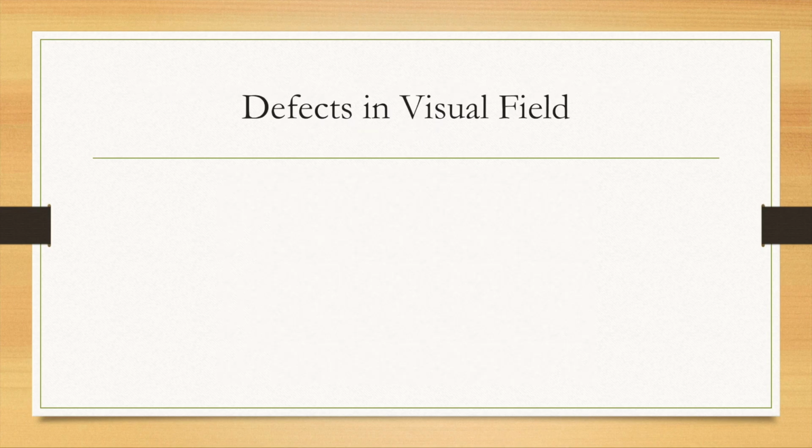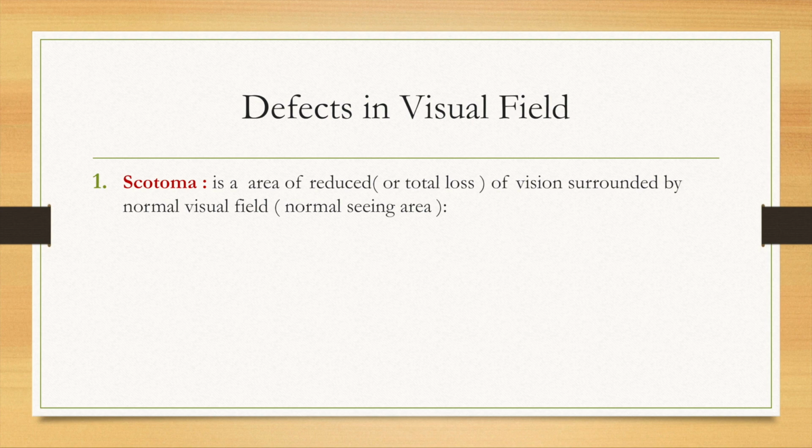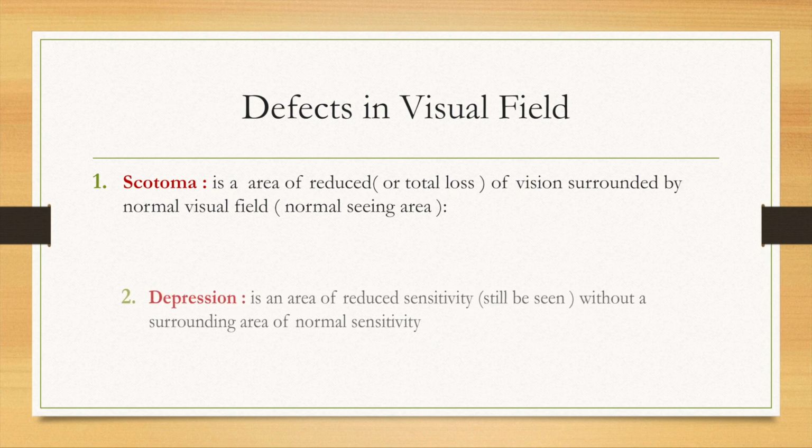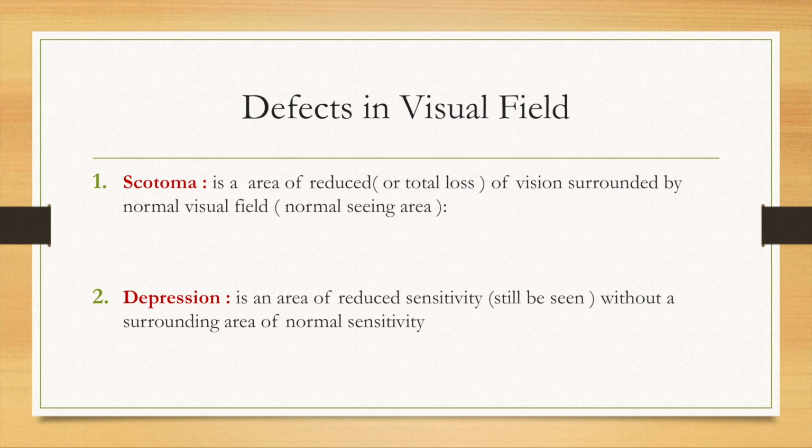I'm going to talk about the defects in the visual field before going to the analysis of the single field. There are two types of defects in the visual field: scotoma, which is an area of reduced or total loss of vision surrounded by normal visual field, surrounded by normal seeing area. And the second defect is depression, an area of reduced sensitivity. It can still be seen, without a surrounding area of normal sensitivity.